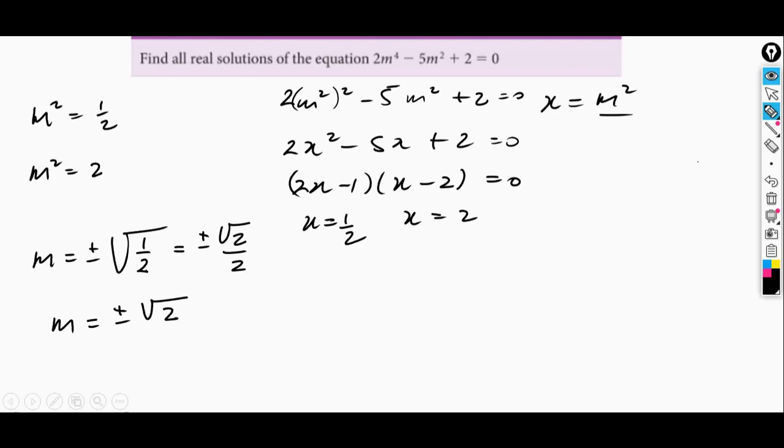So in this case, we would have to test all 4 solutions, but I won't even test them on this occasion because this has an even number as a power. So I'm pretty sure that all these solutions will hold. In any case, if you test them all, you're going to get that all 4 solutions are valid. So therefore, the solutions for m would be square root of 2 over 2, negative square root of 2 over 2, square root of 2, and negative square root of 2.